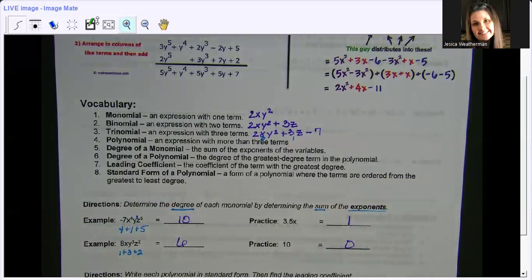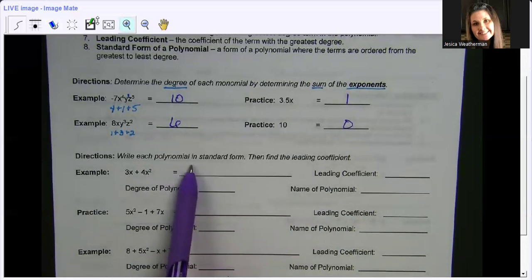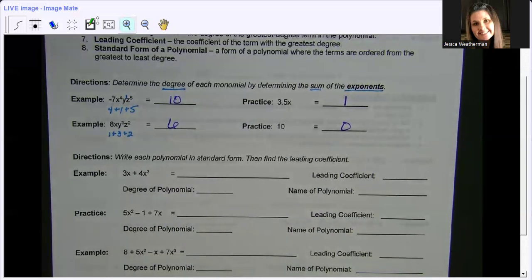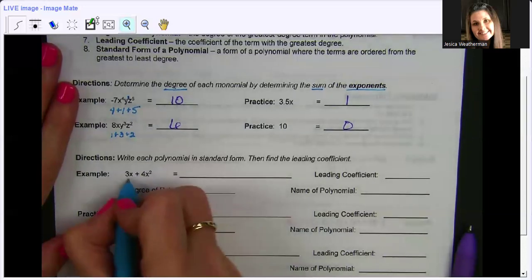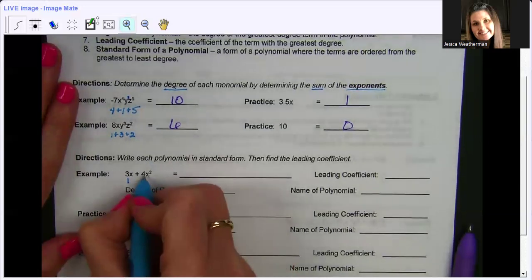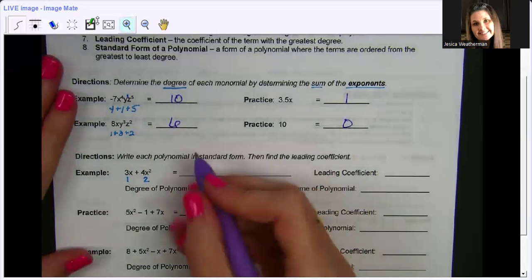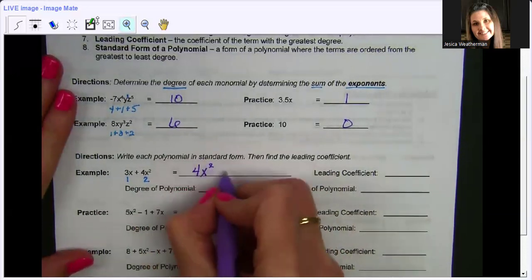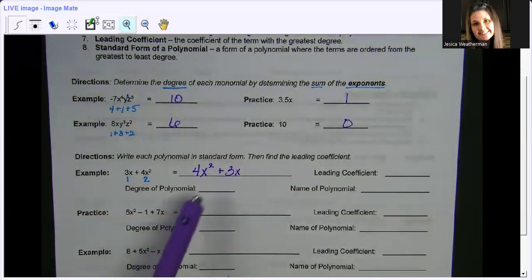When you're dealing with something greater than a monomial, then there's a little bit of a difference there. So let's look at these examples right here. We're going to write each polynomial in standard form. That means that we're going to order them from greatest degree to least degree. So if you look at this binomial right here, the degree of 3x is 1, and the degree of 4x squared is 2. So that means that 4x squared needs to come first. So 4x squared plus 3x. Okay? That looks like an 8 or something else, but that's a 2.